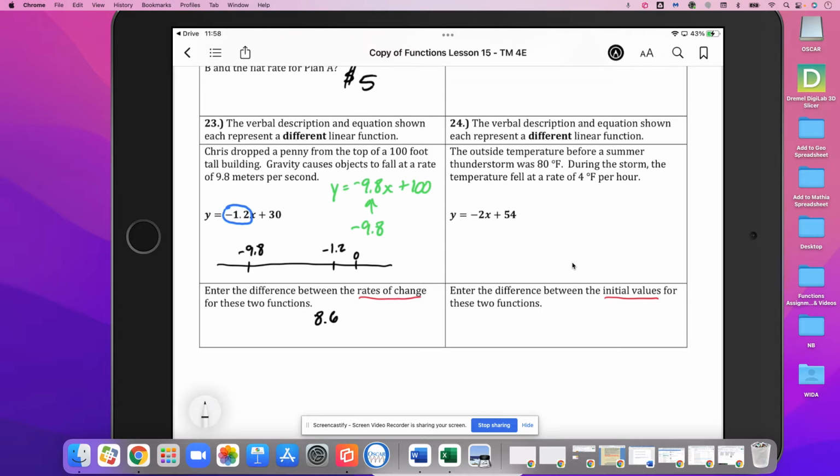And so 24, the outside temperature before a summer thunderstorm was 80 degrees Fahrenheit. During the storm, the temperature fell at a rate of 4 degrees per hour. And so if we write an equation for that, we would end up with y equals the temperature's falling 4 degrees per hour, so negative 4x, and it started at 80 degrees, so plus 80. We're asked to do the initial value on this one, and so our initial value here is going to be 80. And on the equation, our initial value is 54. They're both positive, so that's pretty easy to figure out. We just need to subtract them. 80 minus 54 is 26.